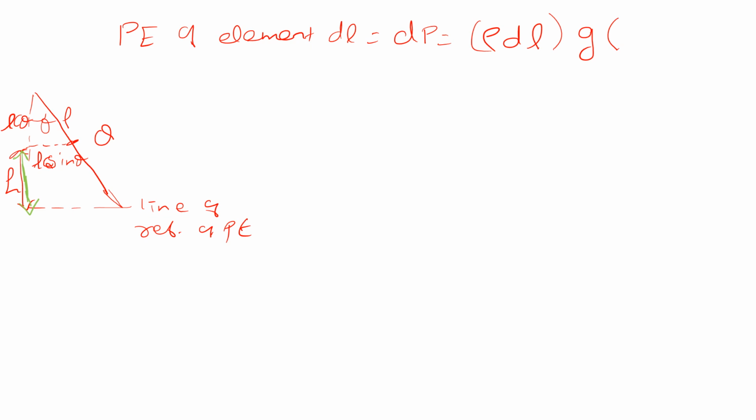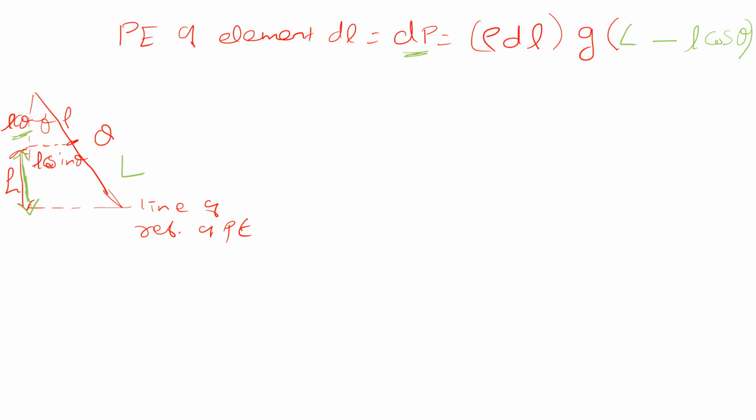So how will you get this height? The height will be equal to the total length of the rod, which is L, minus this distance, that is L cos theta. So L minus L cos theta is your height. This is the potential energy for a small region.